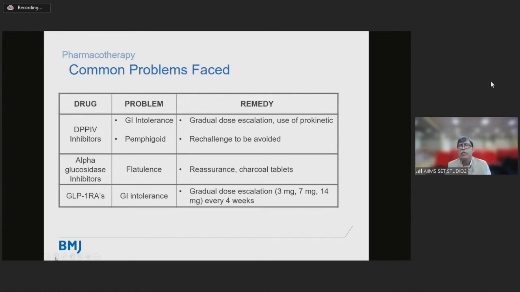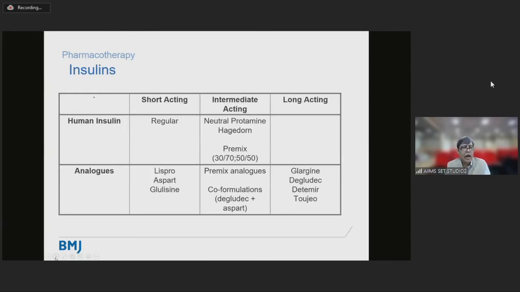GI intolerance can happen with DPP-4 inhibitors. So gradual drug escalation in some. Very rarely, pemphigoid can happen with DPP-4 inhibitors. Alpha-glucosidase inhibitors, especially if you've got a lot of carbs, can cause flatulence. And with GLP-1 receptor agonists, definitely GI intolerance is a big issue, and therefore always start at the lowest dose and take your time while up titrating these medicines.